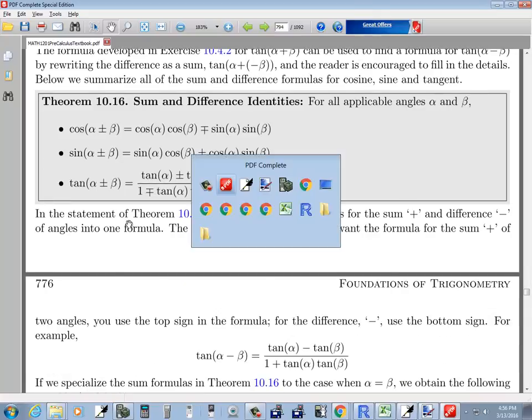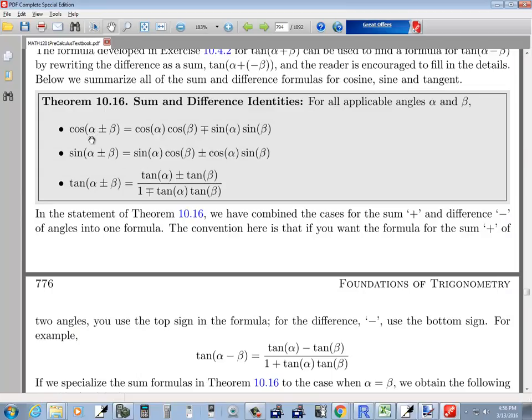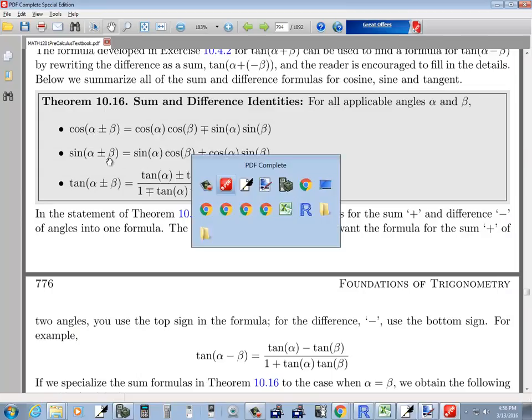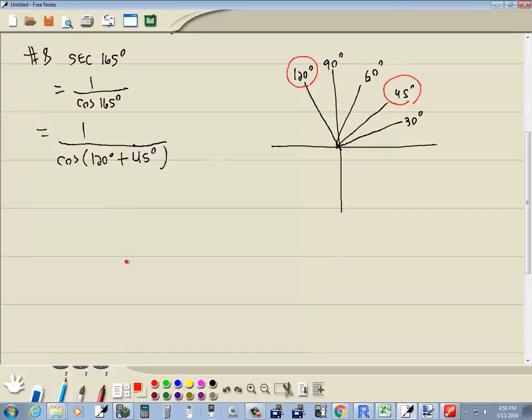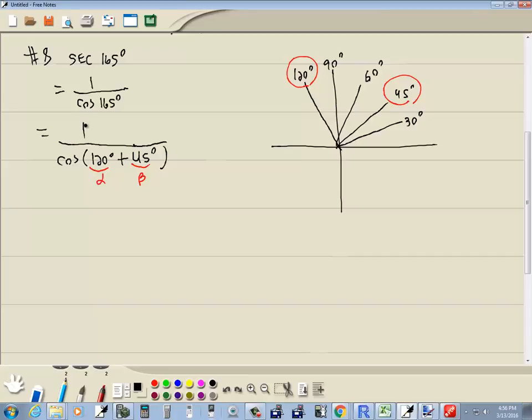So we're going to be using the cosine plus. Now from our formulas here, this is alpha and this is beta. So let me go ahead and label it here. This will be alpha and this will be beta. Usually they never give you a secant, cosecant, or cotangent because you can always rewrite those as 1 over those values. Now I'm going to write down my formula.